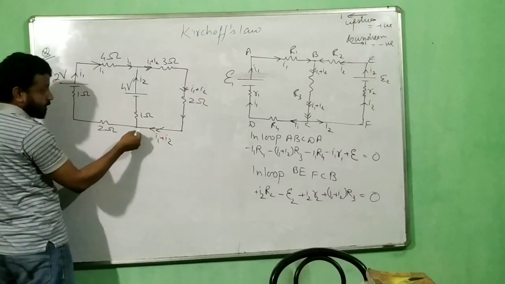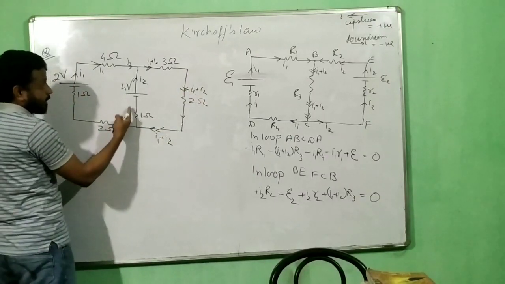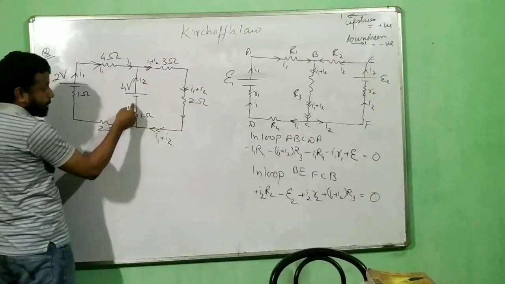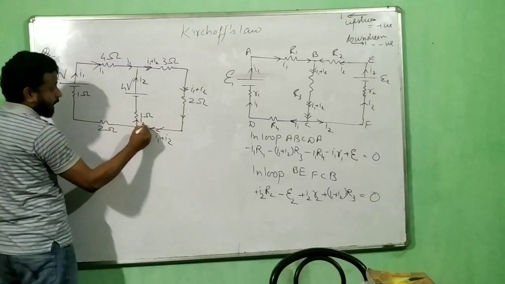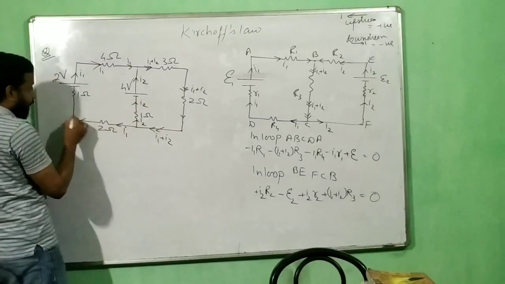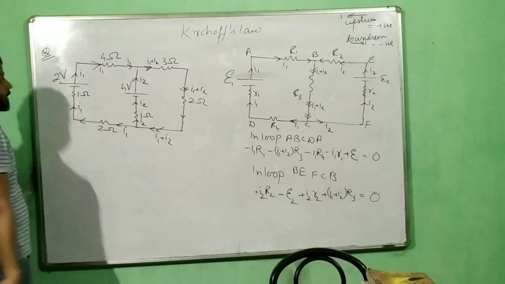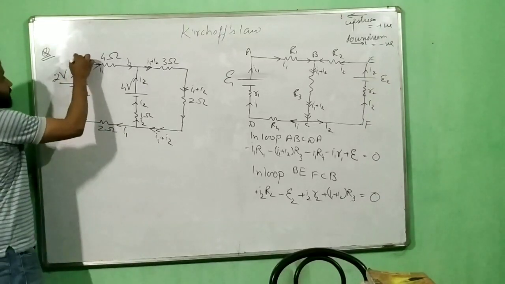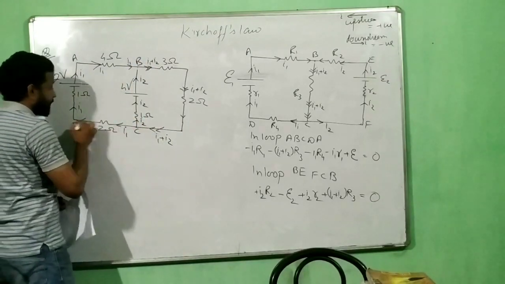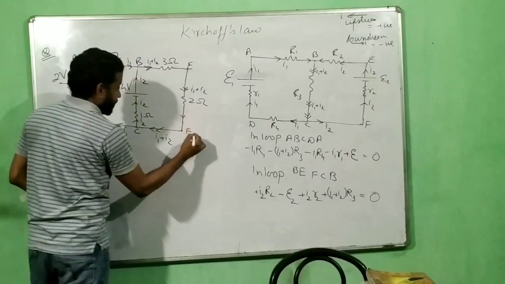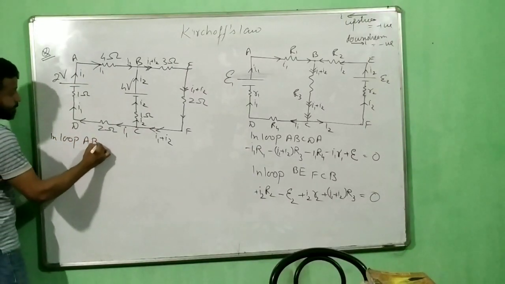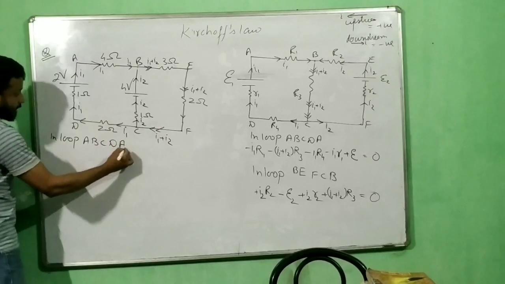Now it's time for them to get apart. So who will go here? I2 will go here, because I2 is coming out from the battery, so I2 should come back to the battery. So this is your I2, and this goes as I1, coming back to the battery. Now you name it: A, B, C, D, E, F. And then you write in loop A, B, C, D, A.